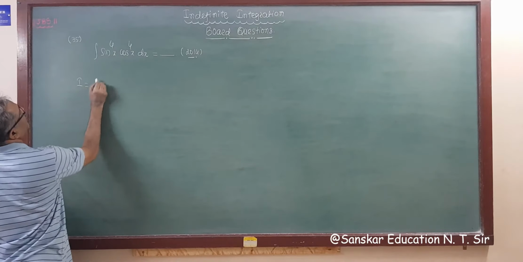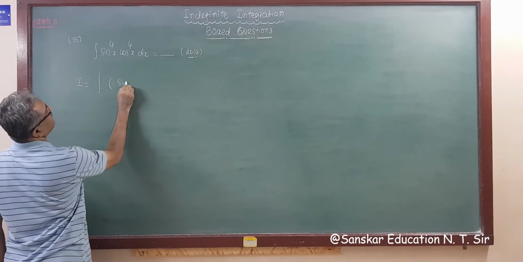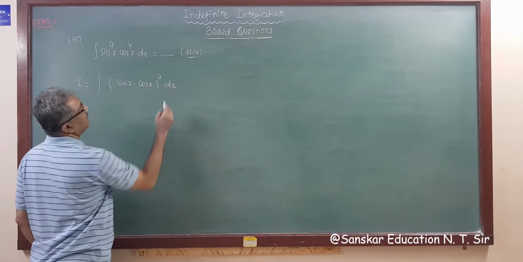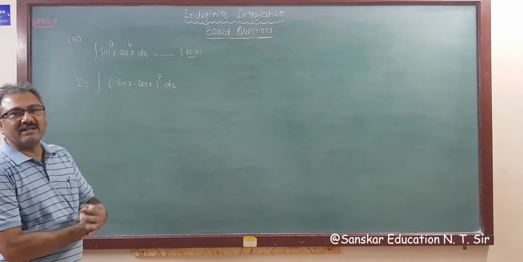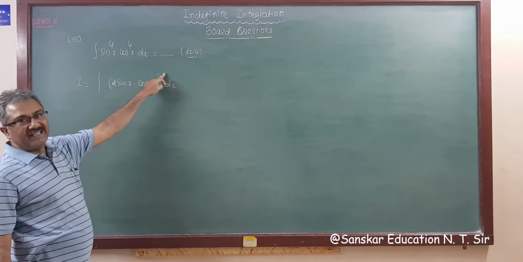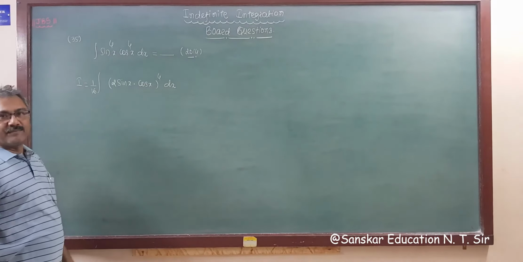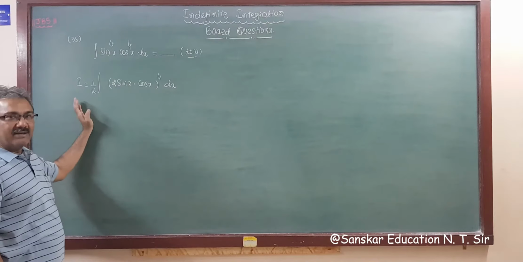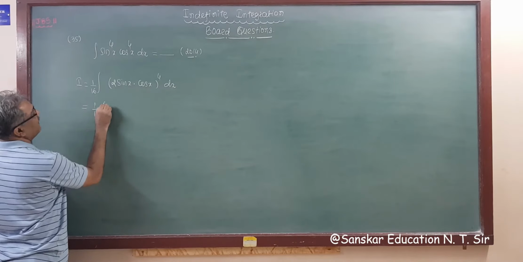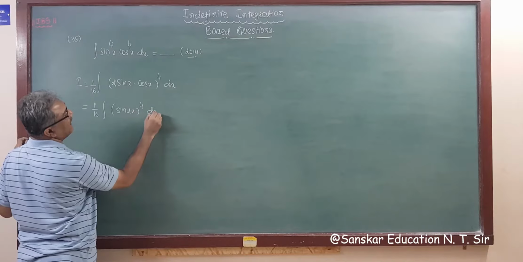So I is equal to the integration of (sin x into cos x) whole raised to 4 dx. So if you want to apply the sin 2 theta formula, then what do you require here? 2. So multiply by 2, that is 2 raised to 4 is 16, so divide by 16 also, that is multiply by 1/16. So this is now sin twice x, so this is 1/16 integration of sin 2x raised to 4 dx.